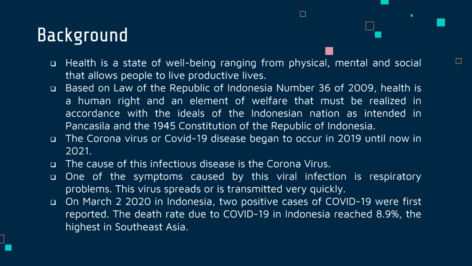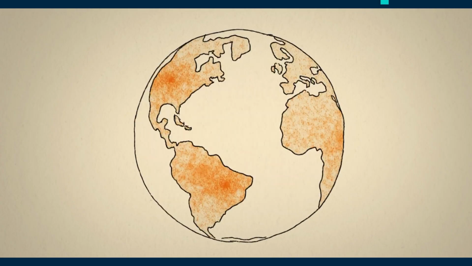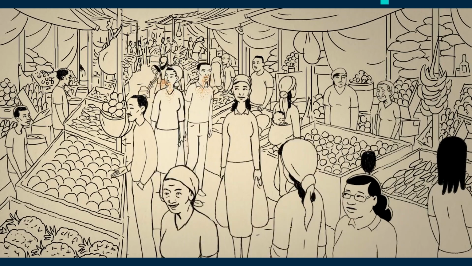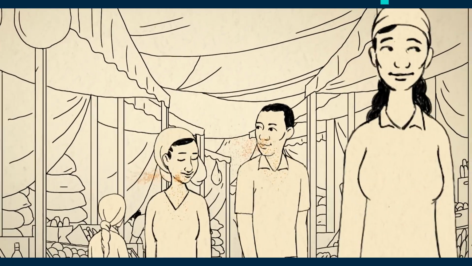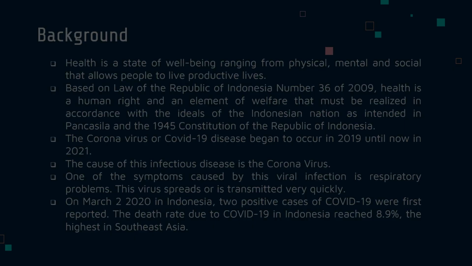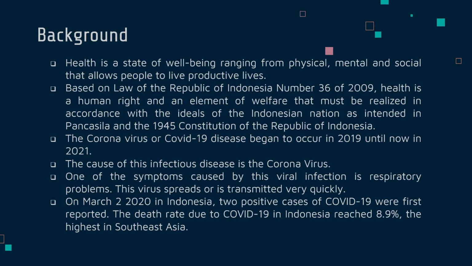The coronavirus or COVID-19 disease began to occur in 2019 until now in 2021. The cause of this infectious disease is the coronavirus. One of the symptoms caused by this viral infection is respiratory problems. This virus spreads or is transmitted very quickly. On March 2, 2020 in Indonesia, 2 positive cases of COVID-19 were first reported. The death rate due to COVID-19 in Indonesia reached 8.9%, the highest in Southeast Asia.